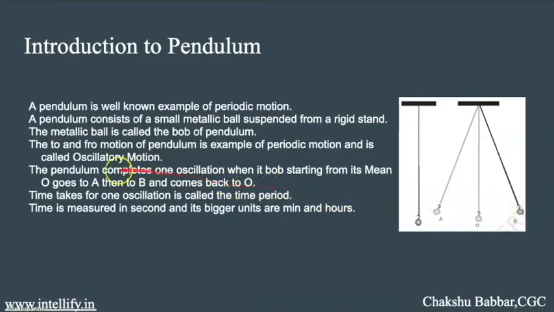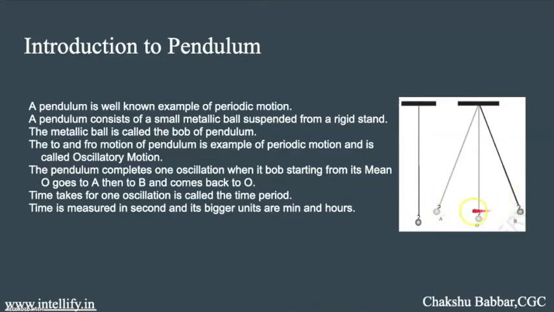The pendulum completes one oscillation when its bob, started from mean position O, goes to A, then to B and comes back to O. One oscillation is when this bob goes to A, comes back to O, and then goes to B, then again comes back to O. This is called oscillatory motion and it is one oscillation.